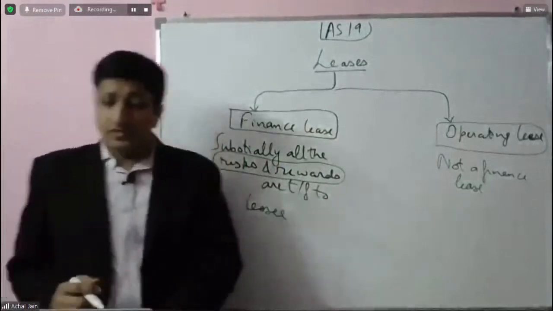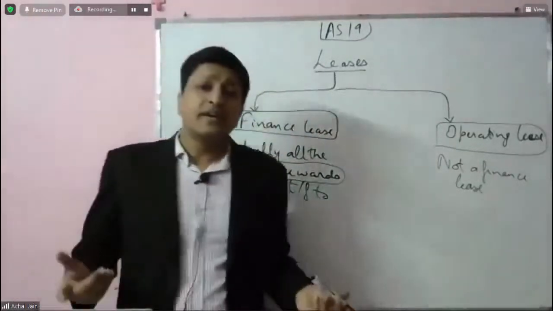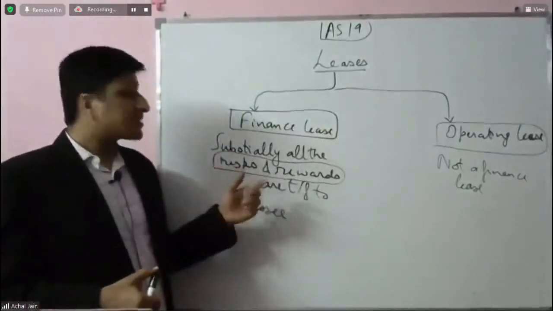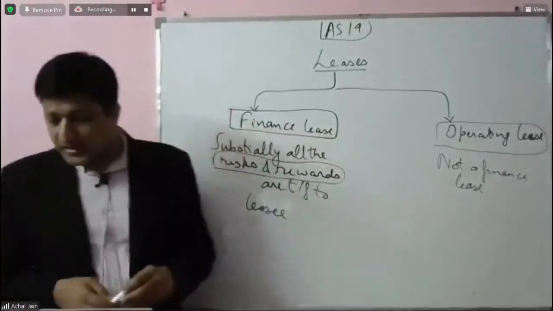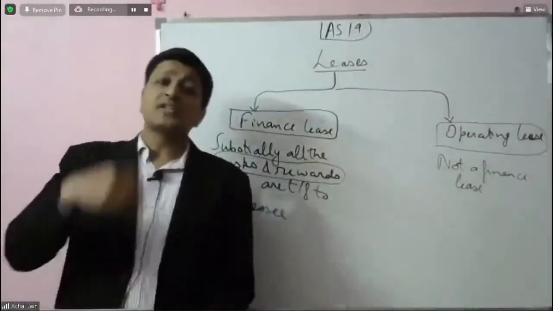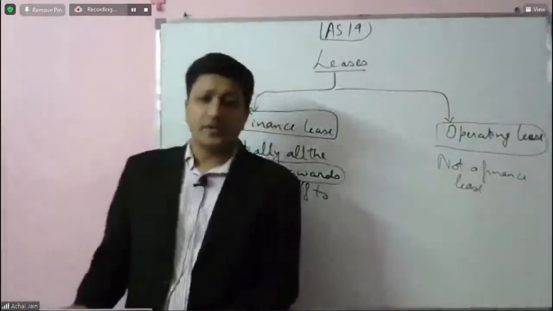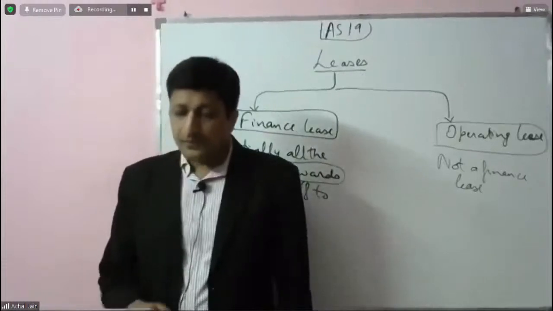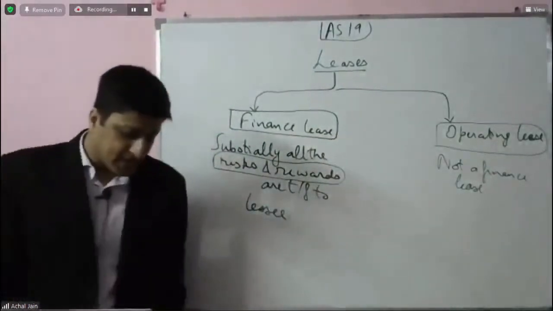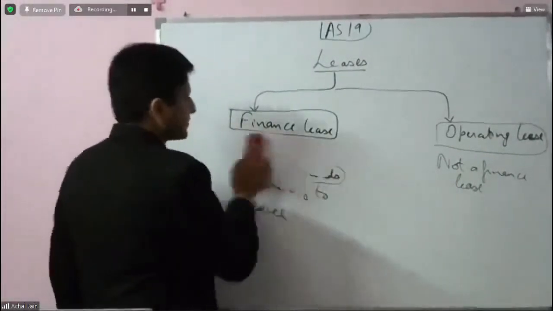Now question may arise and you may think, sir, how do we identify whether the risk and rewards, or substantially all the risks and rewards which are attached to the asset, have been transferred to the lessee or not? So for this, you don't need to worry. For this, standard is there to help you. Let's understand.